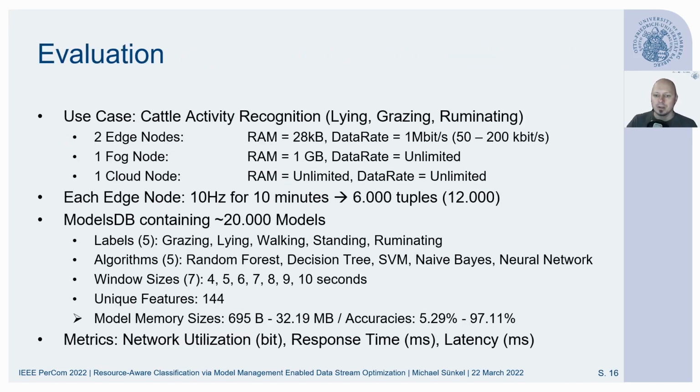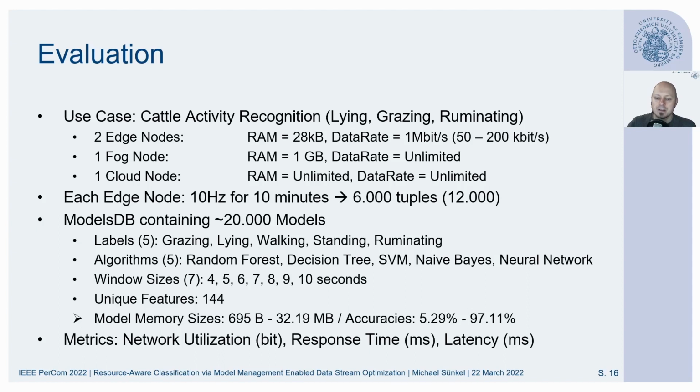In order to evaluate our approach, we have implemented it prototypically and applied it to the previously depicted use case of cattle activity recognition. There we assume that farmer Alice wants to have a monitoring system for the cattle behavior of lying, grazing, and ruminating. For the experimental setup, we assume a simple scenario consisting of 4 nodes, where there are 2 edge nodes, which are sensor systems attached to collars assembled to cows, and 1 fog node at the farm and 1 cloud node.